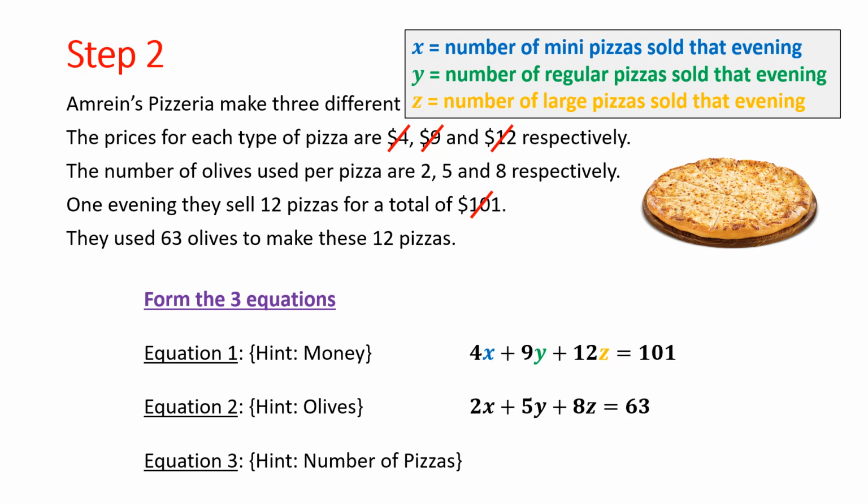Alright, equation 2 is this. 2x plus 5y plus 8z is 63. So this is the olives. 2 times x, 2 times mini, plus 5 times regular, plus 8 times how many large, and that has to equal a total of 63 olives used altogether.